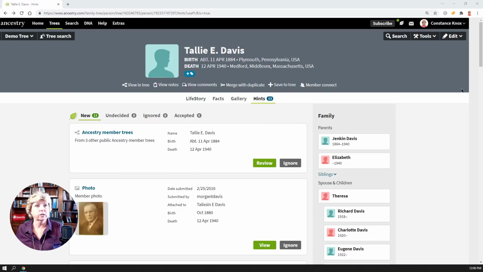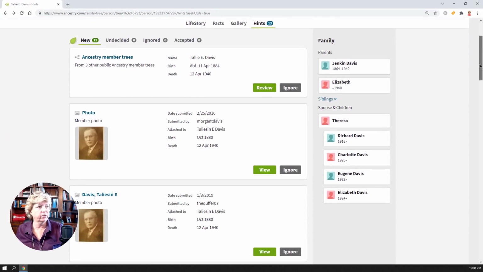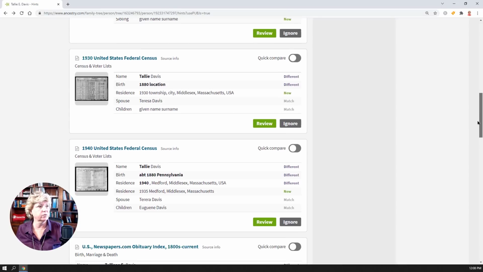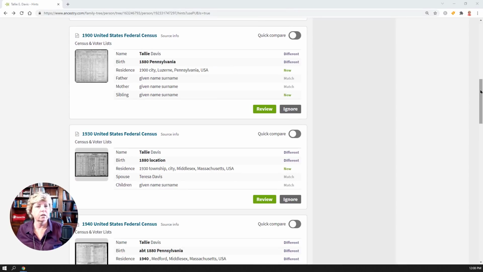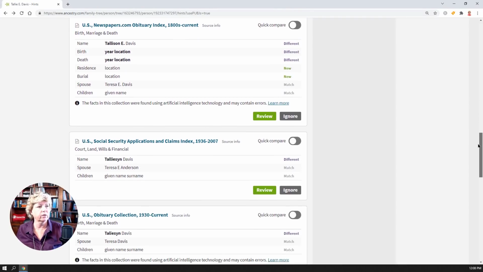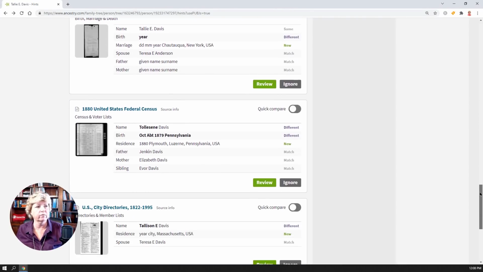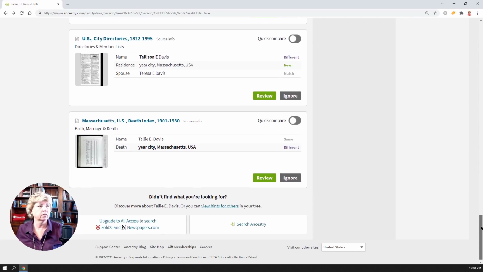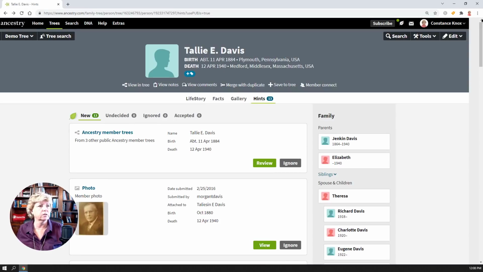Okay, so look at these hints. Holy cow. We've got photographs. We've got member trees. We've got census records. We have a ton of records that we can play with and try to find more information about this ancestor. We have got a lot going on here. So this is all really great.